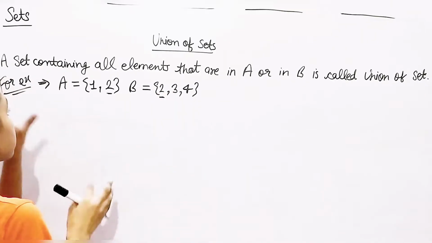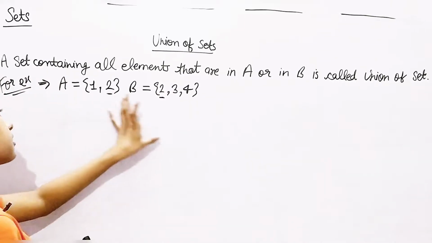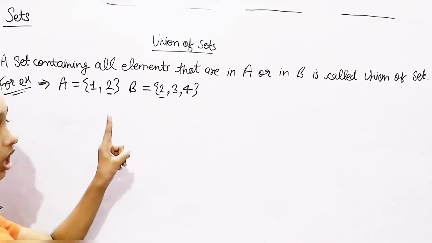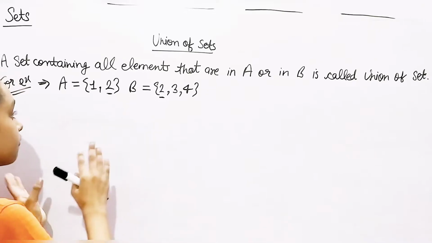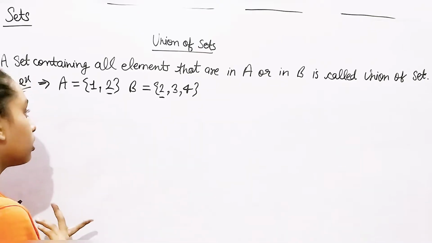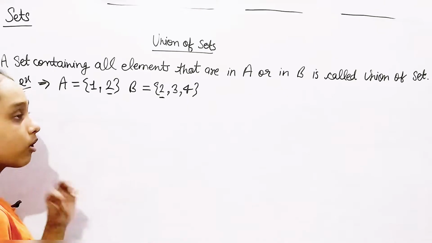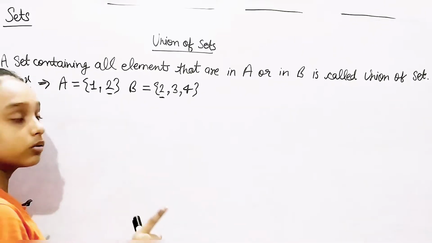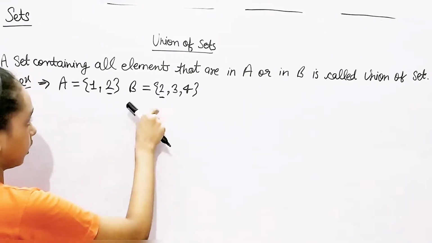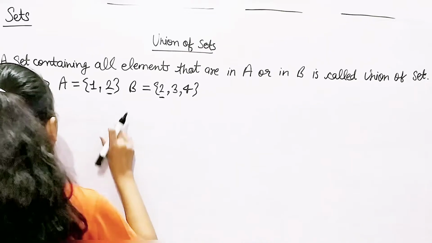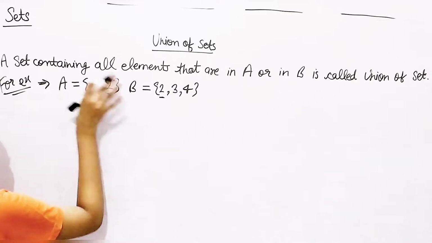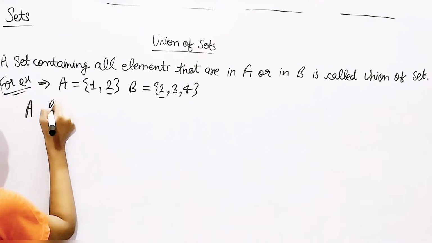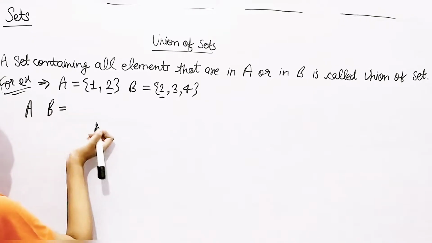I just said that we have to write all the elements that are in set A and set B. We're only going to write each element once. If an element is written twice or thrice or more, we're going to write it only once, without any repetition of the same element. So basically, if I say A union B, first of all, we have something in mind.